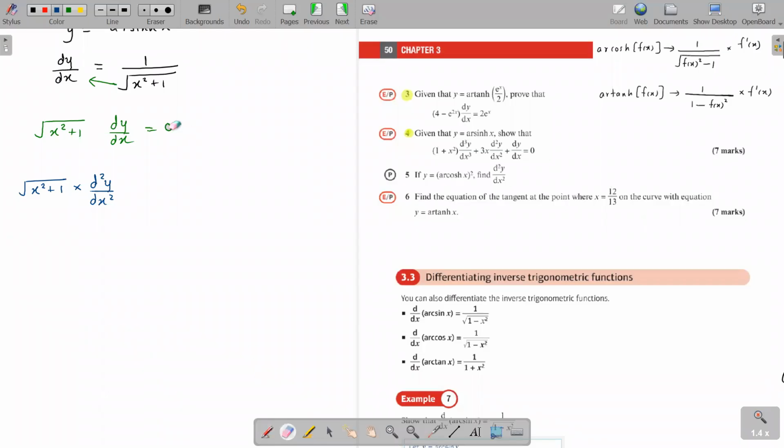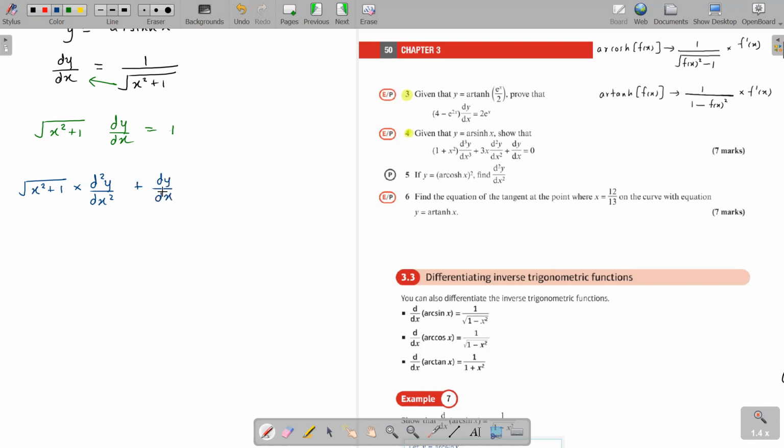This is not equal to 0. This should be equal to 1, right? Yeah. We move the root x square plus 1 to the other side. It goes as a multiplication. This will be 1. Okay, yeah. And then I applied the product rule. Root x square plus 1 stays, d square y by dx square. Now, the dy by dx is staying. The dy by dx stays.